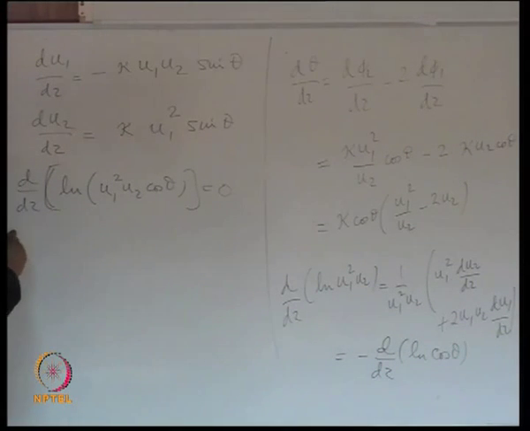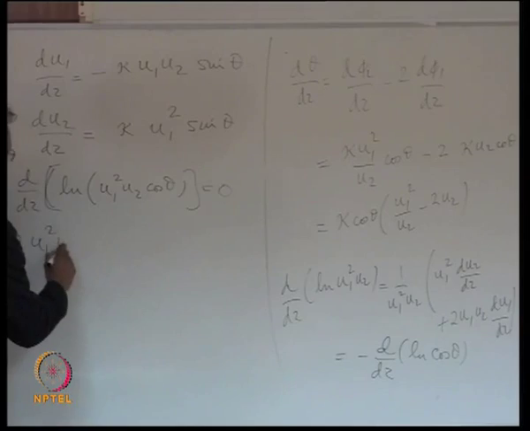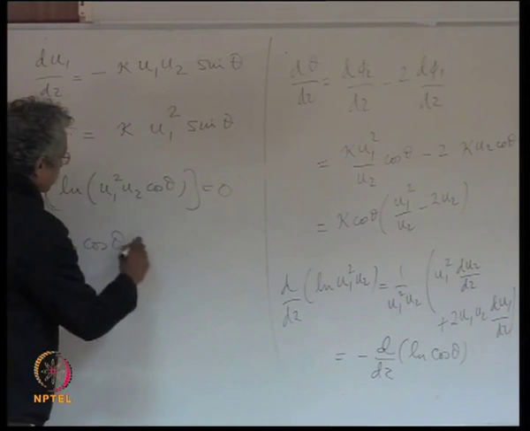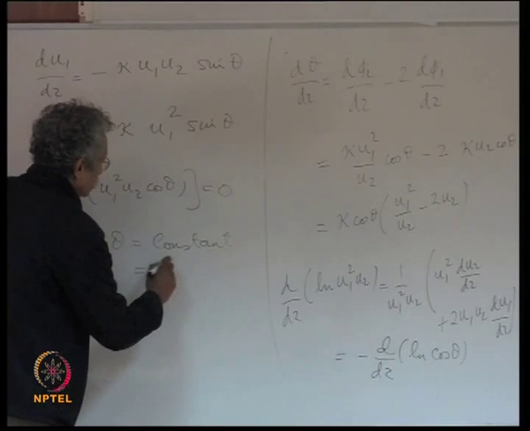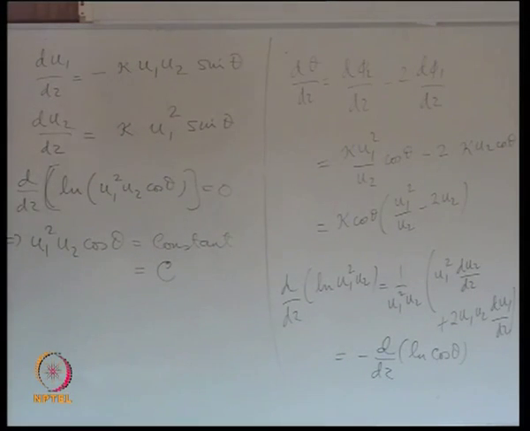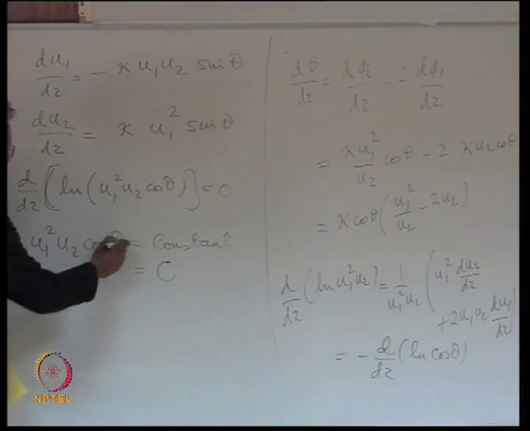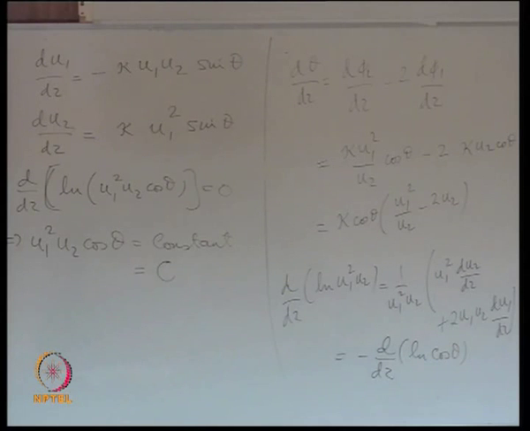So, this implies u1 square u2 cos theta is a constant of motion independent of z. As the waves propagate, u1 and u2 and theta everything changes, but u1 square u2 cos theta remains constant. It's just a simple mathematical equation that I am using to get this condition.